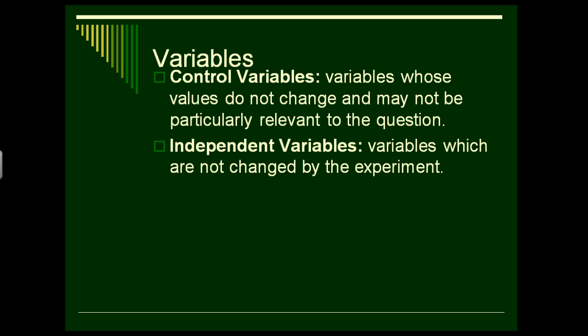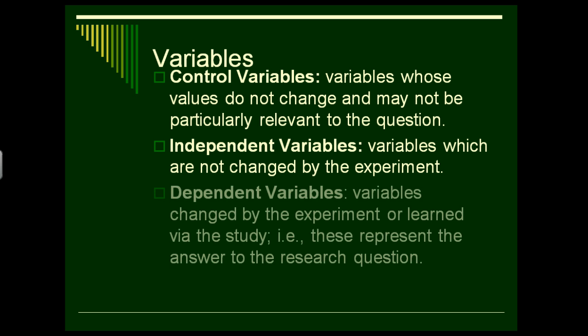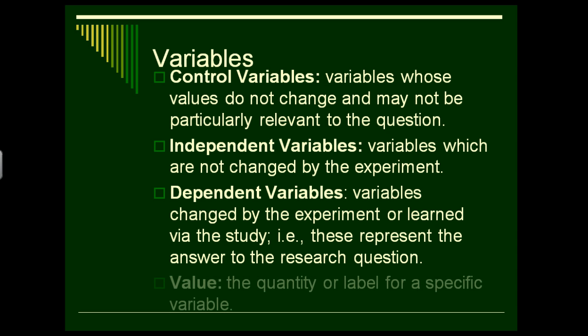Independent variables. These are variables which are not changed by the experiment. Dependent variables. These are variables changed by the experiment or learned by the study. In other words, these represent the answers to the research questions. Value, as we're using the term here, is the quantity or label for a specific variable.